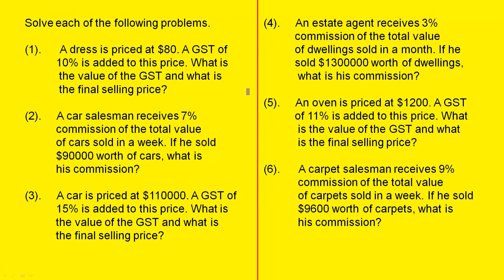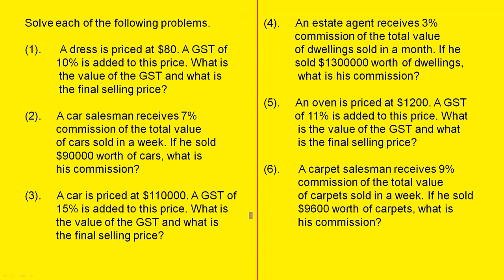Number 1. A dress is priced at $80. A GST of 10% is added to this price. What is the value of the GST and what is the final selling price? Number 2. A car salesman receives 7% commission of the total value of cars sold in a week. If he sold $90,000 worth of cars, what is his commission?